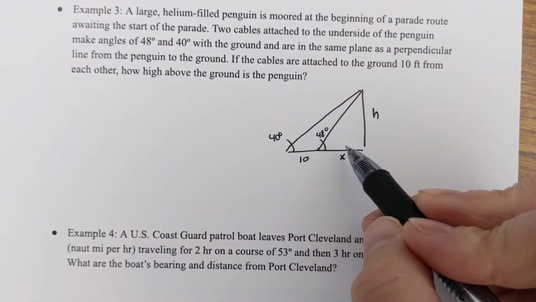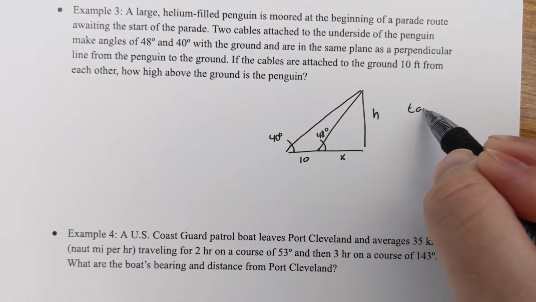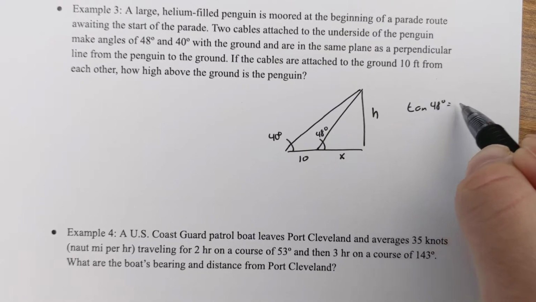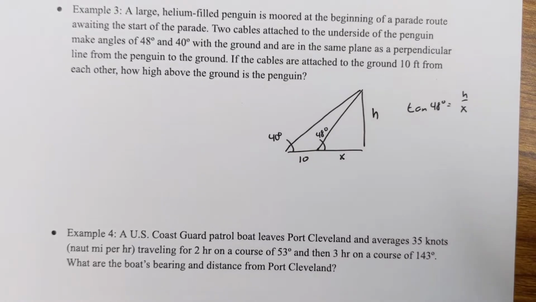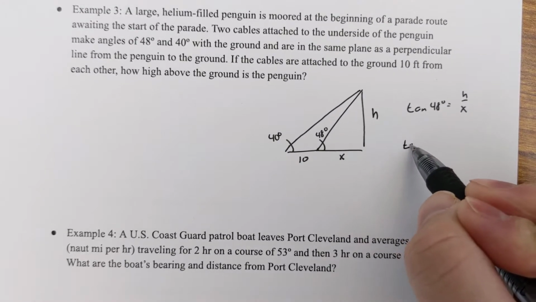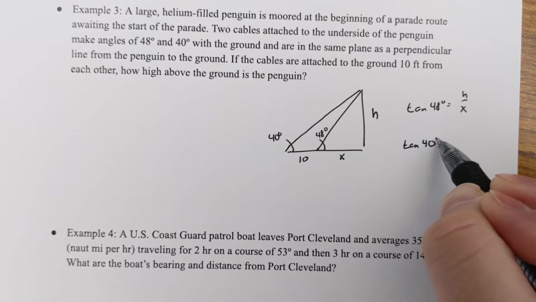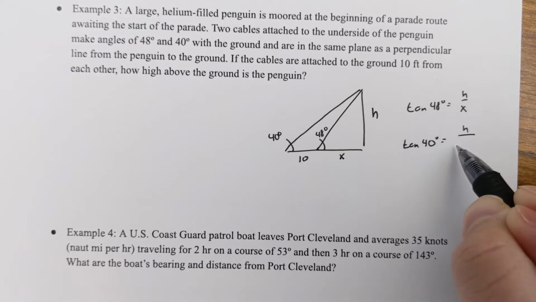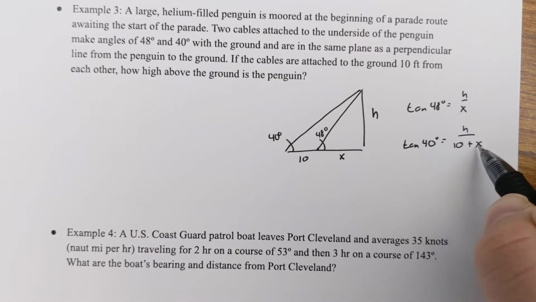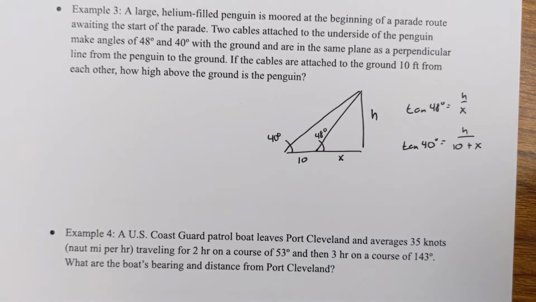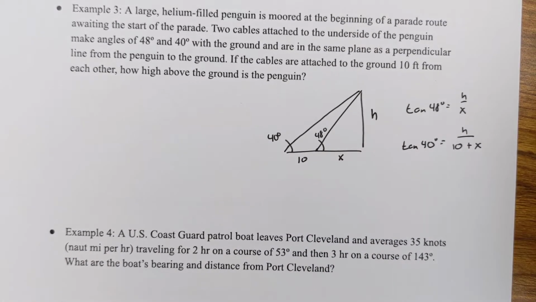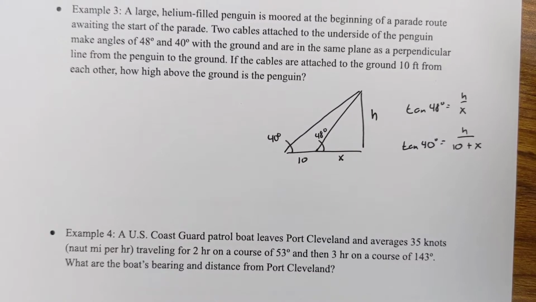So for this smaller triangle, the tangent of 48 degrees is equal to opposite over adjacent. For the bigger triangle, the one that goes all the way to the edge, tangent of 40 degrees is opposite over adjacent. Now the bottom side here is 10 plus x, because it's that distance plus another 10. So how high above the ground is the penguin?